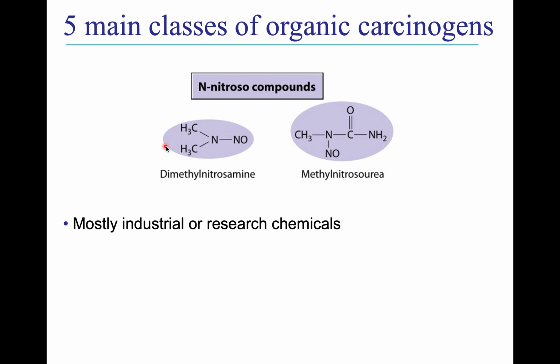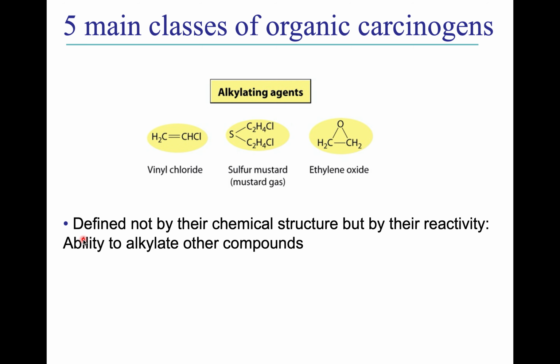The third class are the N-nitroso compounds. And again, these are basically defined by their structure, having this N-nitroso group you can see here and here. And these are going to be chemicals that most people would not encounter in their day-to-day life. So this is typically going to be in terms of cancer exposure due to industrial or research activities.